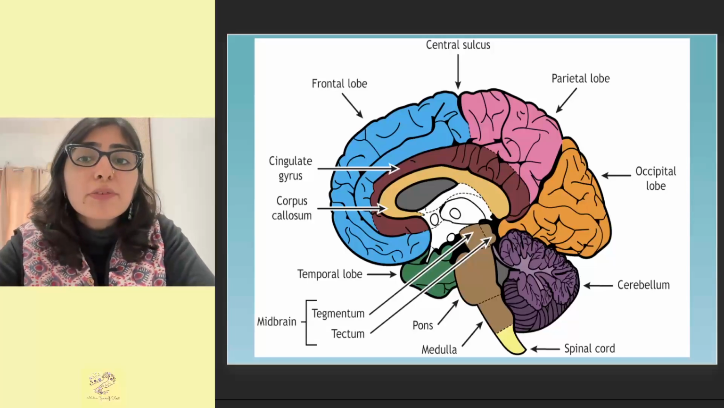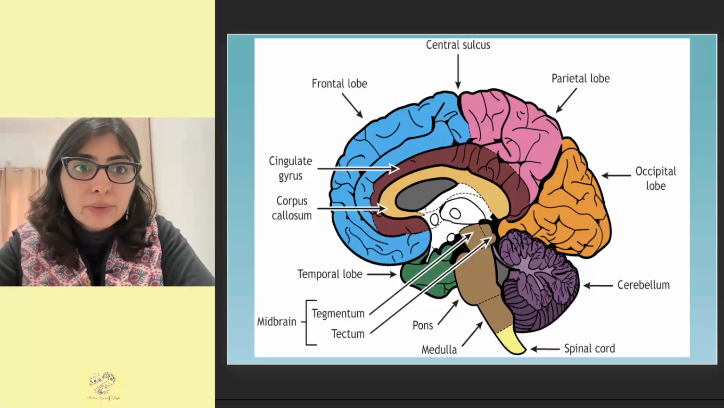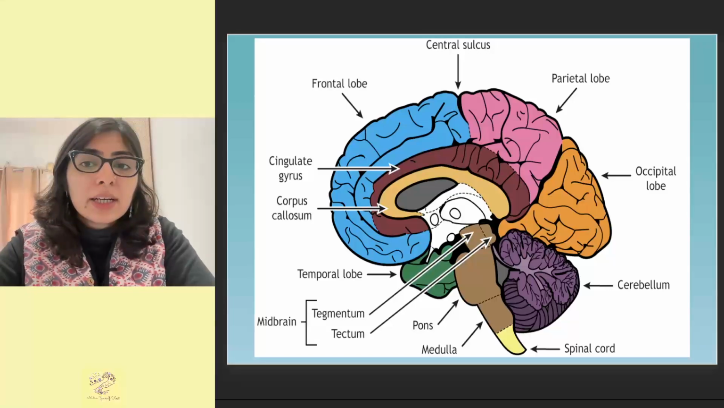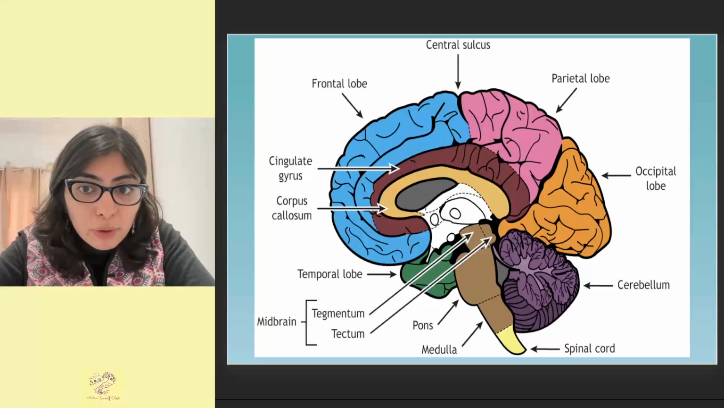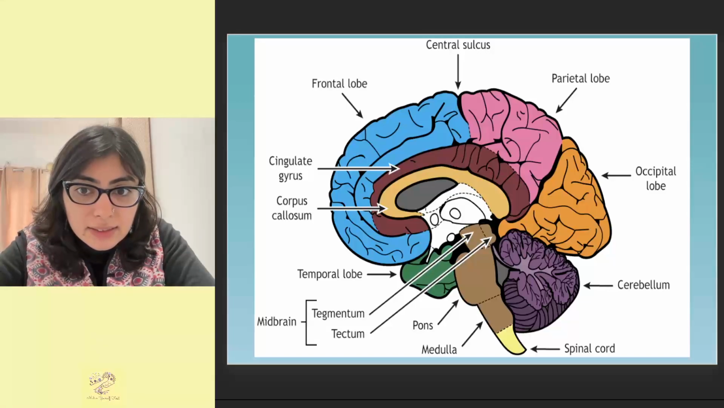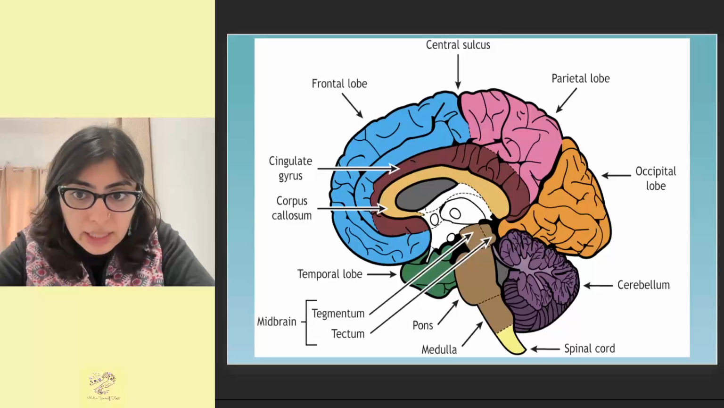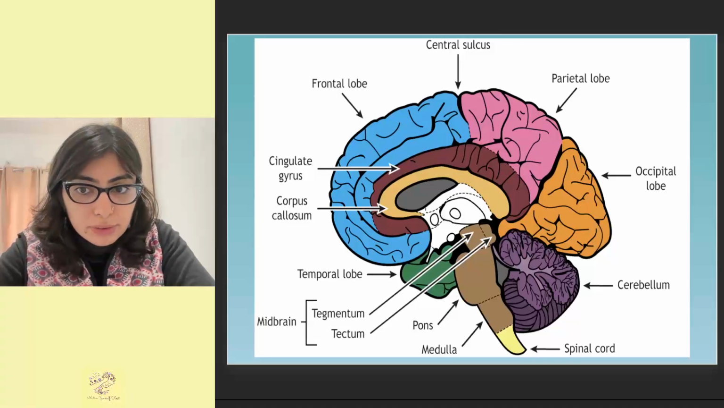This is just for a better understanding of the parts of the brain, so that when you go through your manual again and read these fancy words, you are able to visualize where each part is located in the brain. This entire thing is called the cerebral cortex. Inside that is the cingulate gyrus, and there is another layer named the corpus callosum.